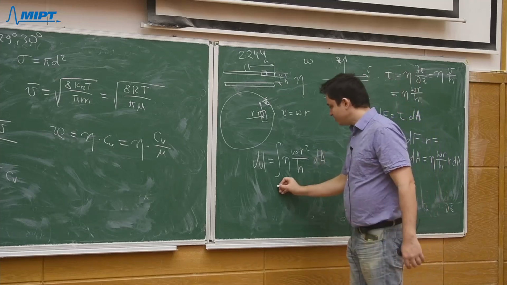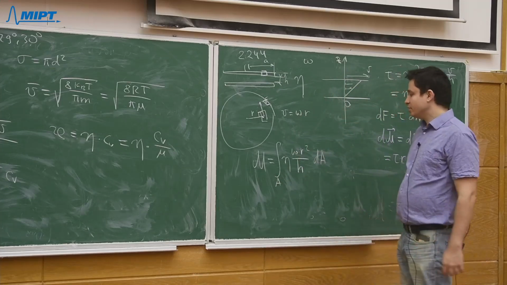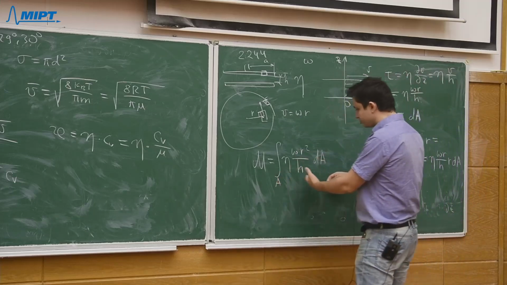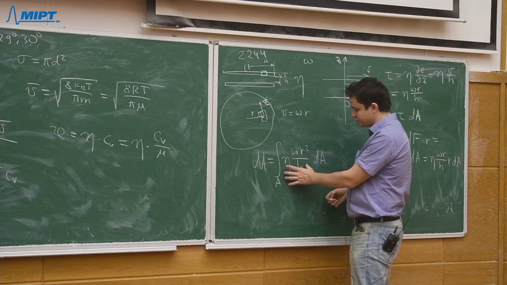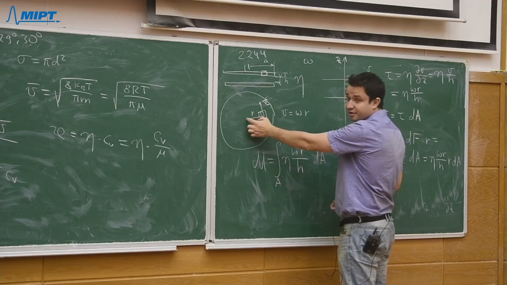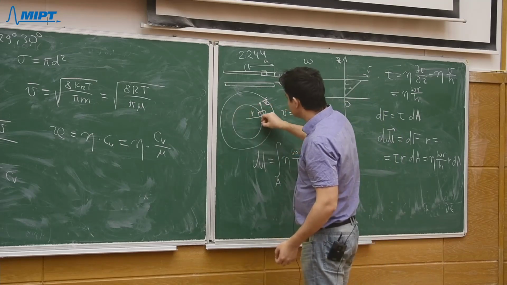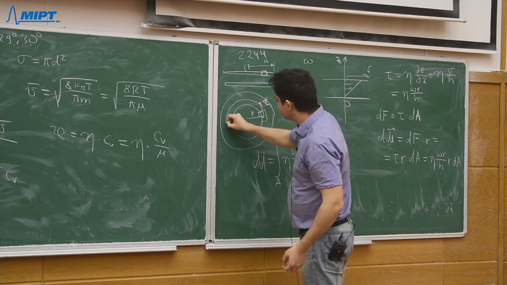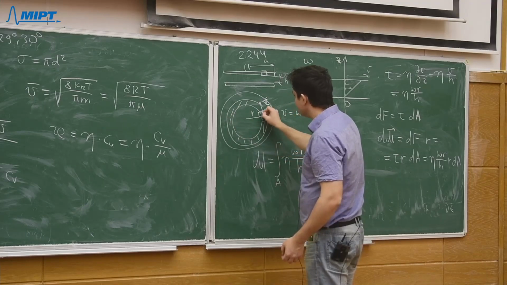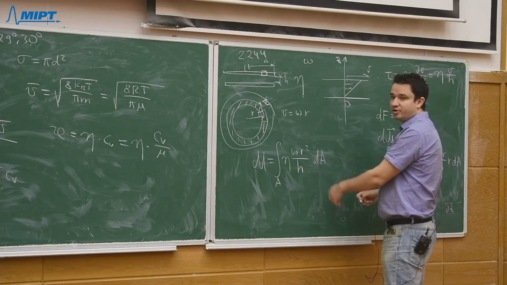Well, I need to integrate over the whole area of the disk, and I'm going to reduce this integral to the integral over the radius, because as you see, what actually matters is the distance between this area and the axis. So it means that we can combine all of these areas which are located at the very same distance from the axis into a circular ring, and replace this by the area of the ring.